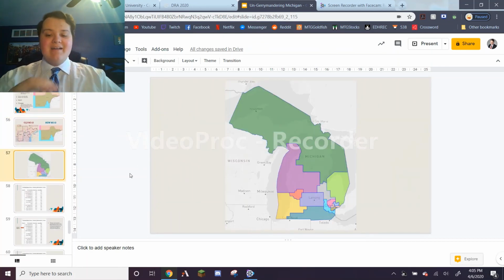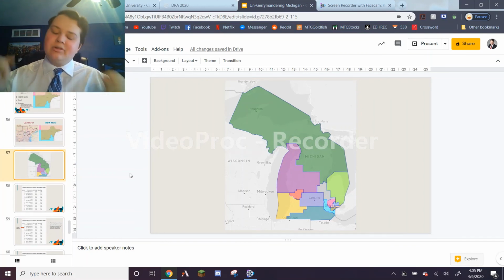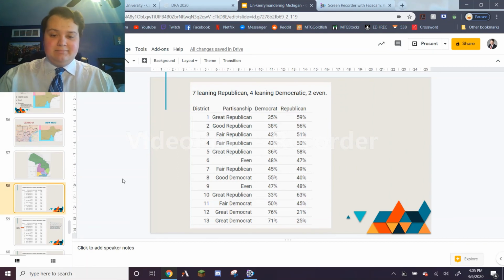So to go back, we've covered all 13 districts. This is the map as a whole. Hopefully it makes a little bit more sense to you, and I will include a link to this map so you can look at all the intricacies and see all the numbers for yourself if you're interested in that as well. I will include a link in the description for that.